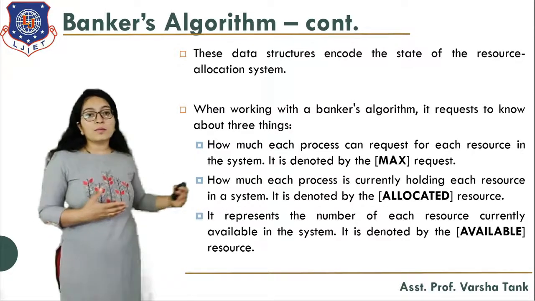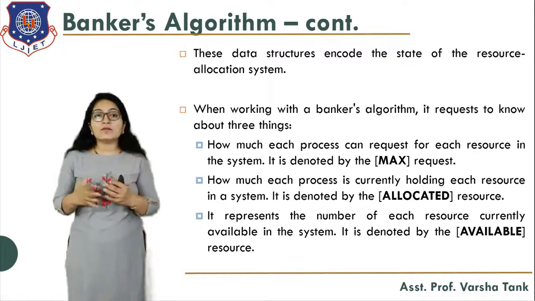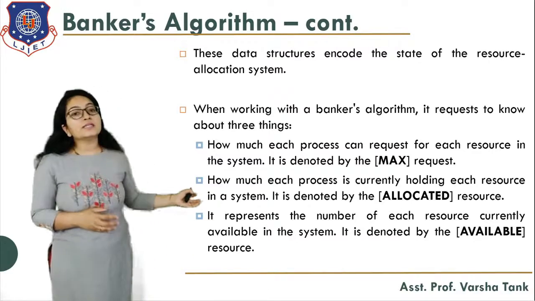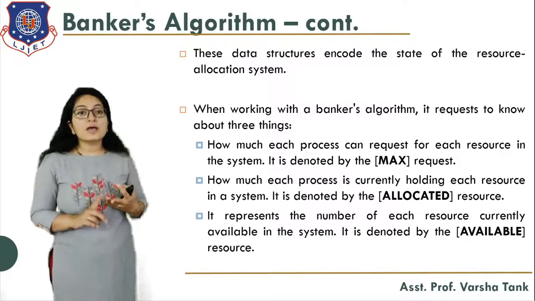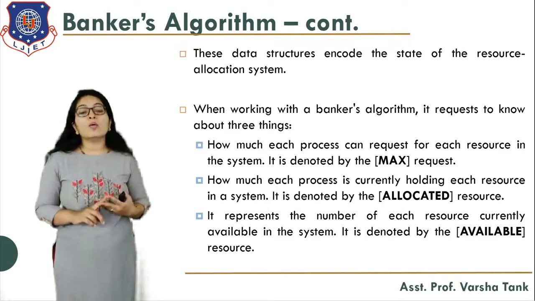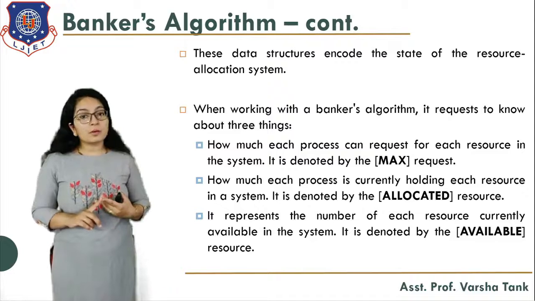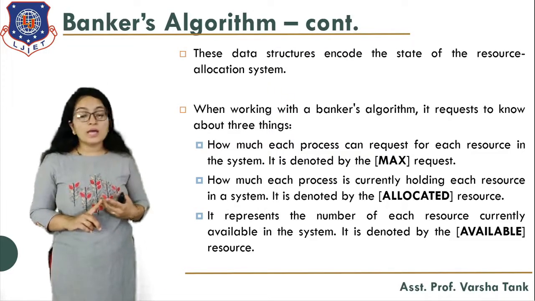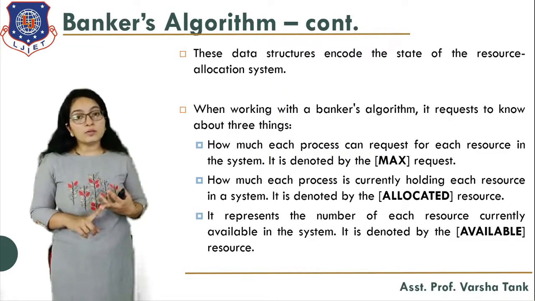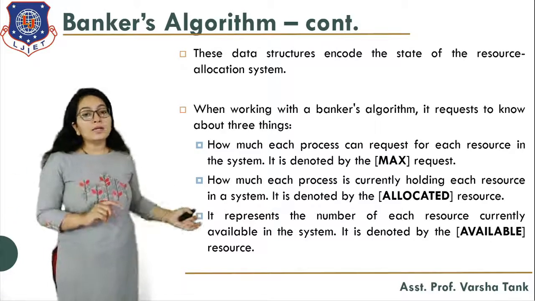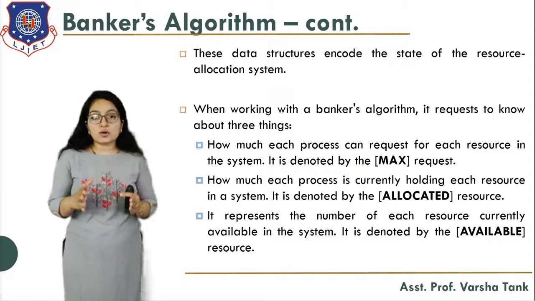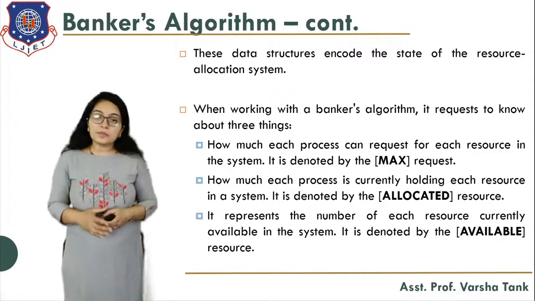So it represents the number of each resource currently available in the system, and it is denoted by the available. So you know these three things: max, allocated, and available. Max means the maximum number of resources a process wants. Allocated means the number of resources that are allocated to the process. And available means the total number of free resources that are now available in the system.